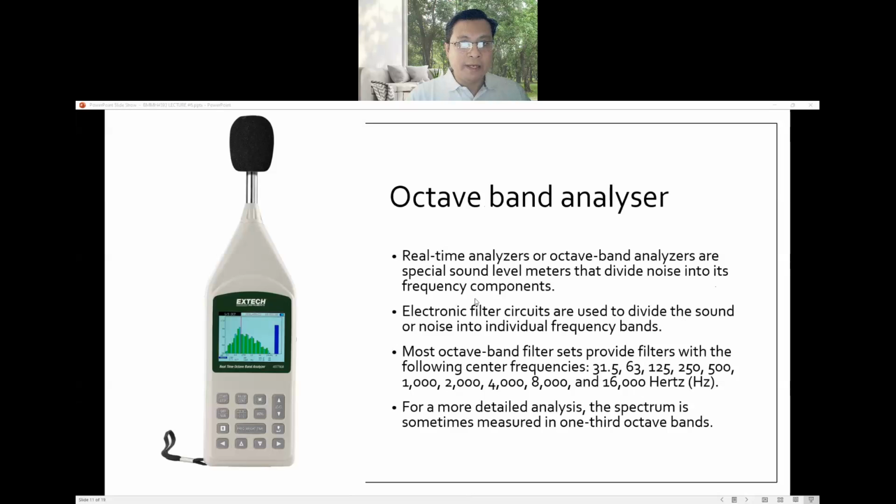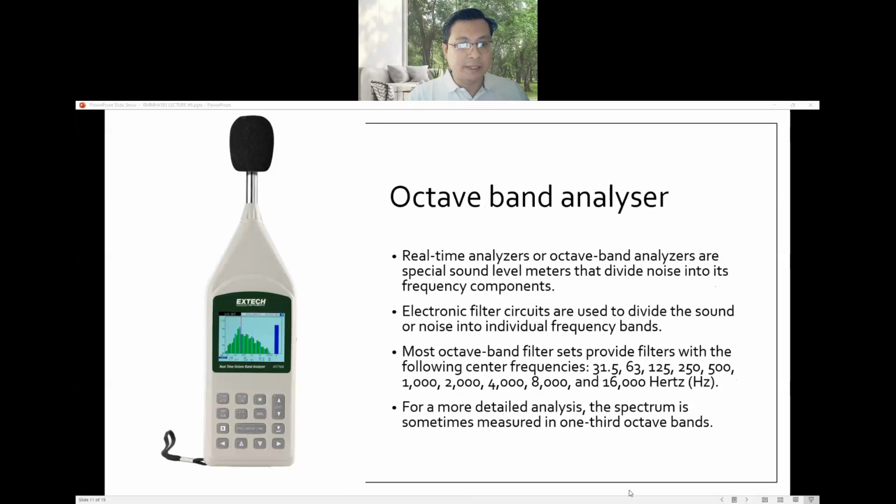A real-time analyzer or octave band analyzer is a special sound level meter, and the electronic circuits are used to divide the sound or noise into individual frequency bands. So they convert it into individual frequencies. Most octave band filter sets provide filters with the following center frequencies. So they have a setting of frequency, and this range of settings is what they can capture. We have several ranges, and for each range they make an individual or single frequency to come up with the reading.